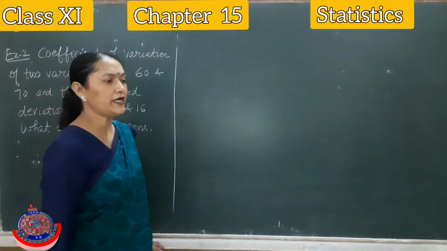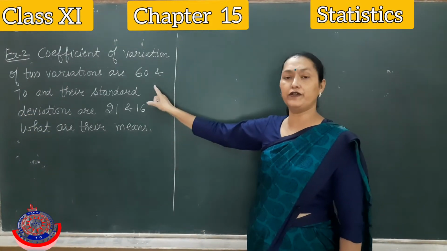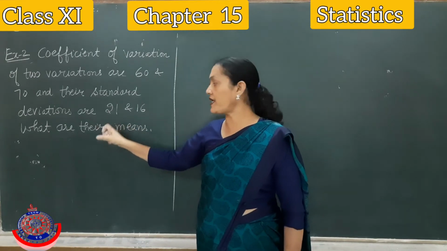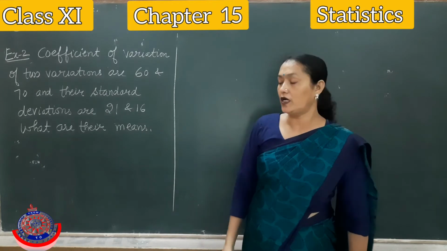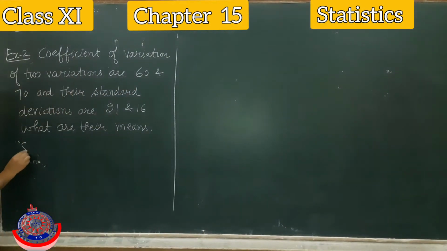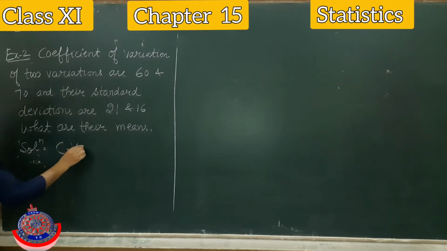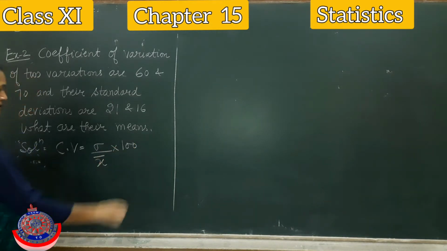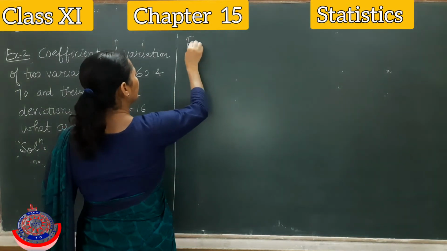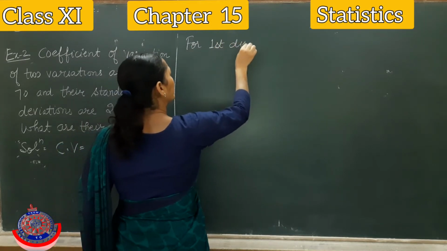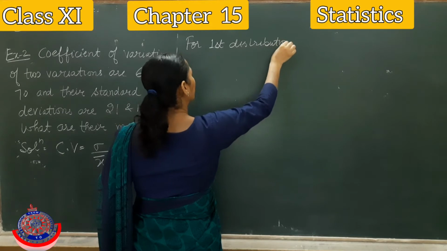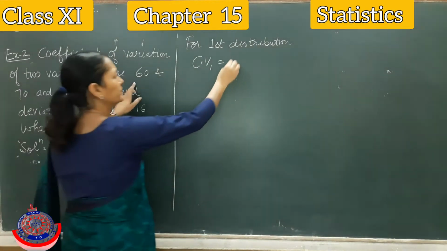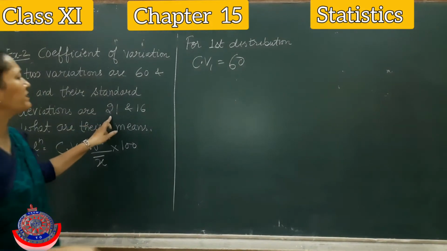Second example I have taken. Here coefficients of variation are given for two different distributions. Coefficients of variation are given, standard deviations are given, and we are asked to calculate the means for these two distributions. First of all, write down the formula. The formula of coefficient of variation is sigma upon mean x bar into 100. For the first distribution, the coefficient of variation is given to be 60. Sigma 1 is given as 21.